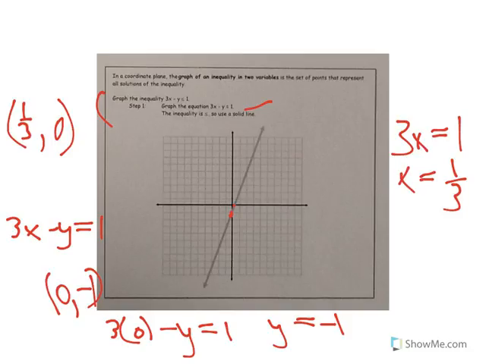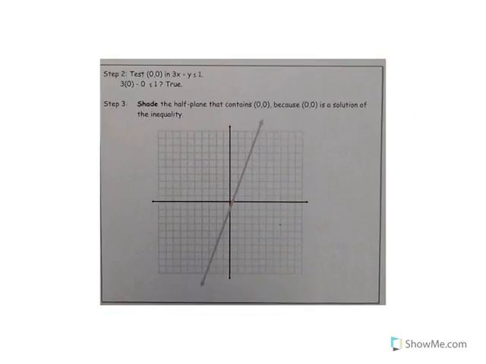And because it is this type, it is a solid line. It is not a dashed line. So the next step is, what you do is you test and you see. Most of the time you'll be able to use 0, 0 as your point to test, because 0, 0 is not a part of the line.